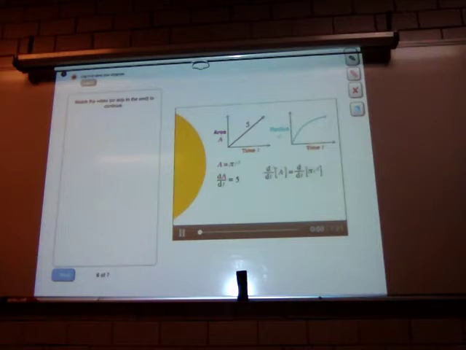Great job! The left side becomes dA/dt. And if we look at the right side, we're taking the derivative of pi times r squared. r changes over time, but pi is a constant, so we can pull it out of the derivative. That leaves us with pi times the derivative with respect to t of r squared.